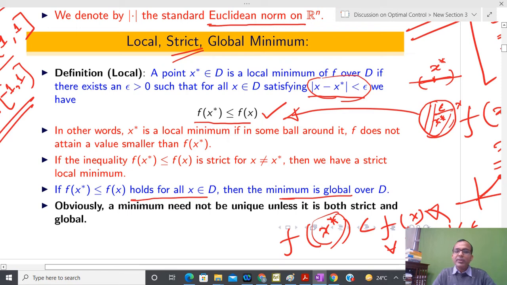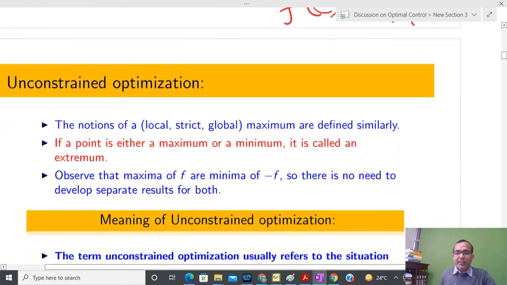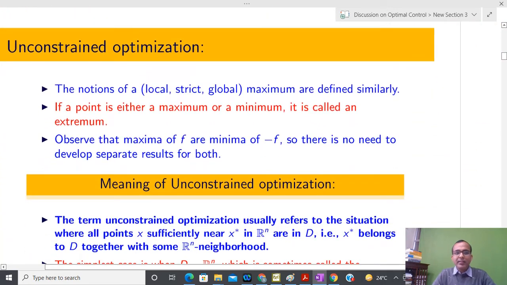No, sir. So D is just a subset. Okay, so if you don't have any confusion, then I will go to the next slide. Now, then you just go to the previous slide, sir. Okay.